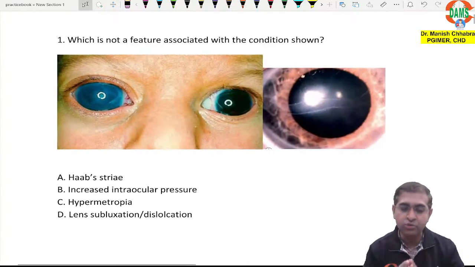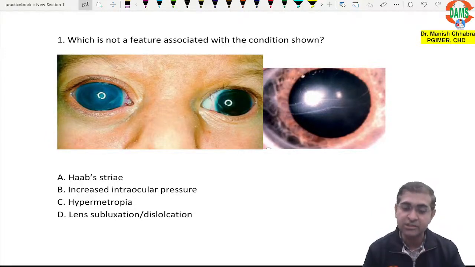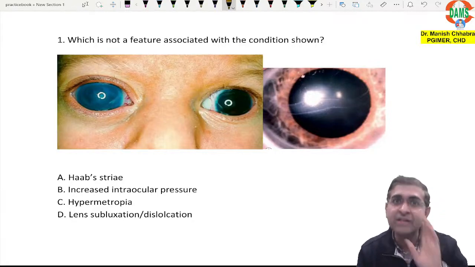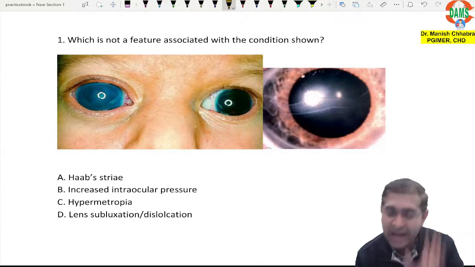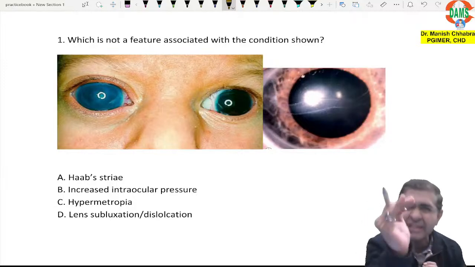So first and foremost is, which is not the feature associated with the following condition. So first tell me what is this following condition. Can you appreciate, देखो सीधा आंसर नहीं करना प्लीज, this is my kind request to all of you. We will not answer directly, we will first dissect the question, then reach towards the answer.